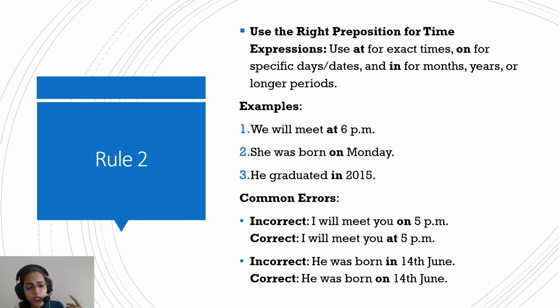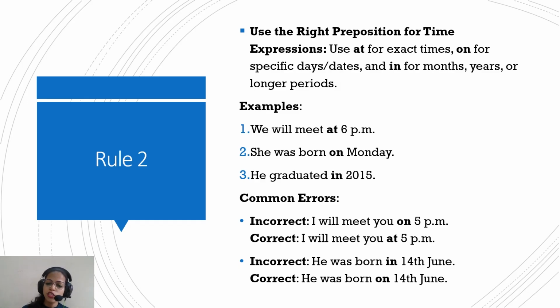If you're talking about specific days or dates, then you use on. She was born on Monday, or she was born on 6th of May. He graduated in 2015. So when you're talking about months, years, or longer periods, then you use in. Okay, I hope it's clear. So at, on, in. You can remember it like that: at is for the smallest, on is for longish, in is for longer. You can make your own acronym if you need to.